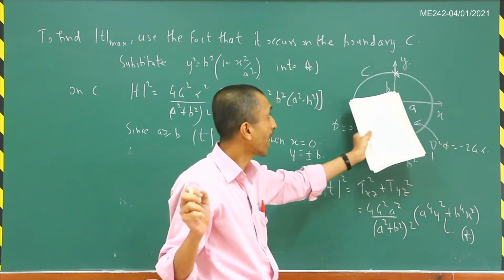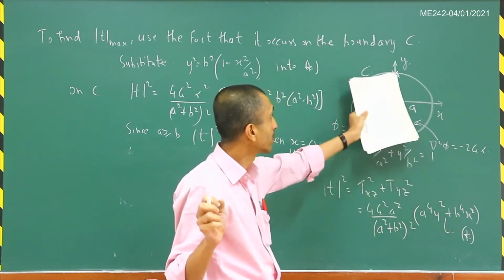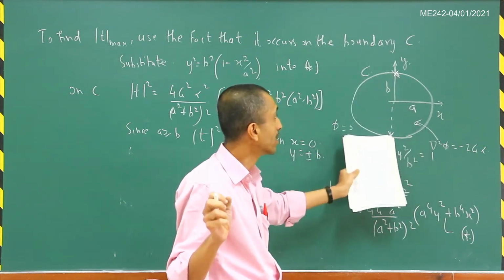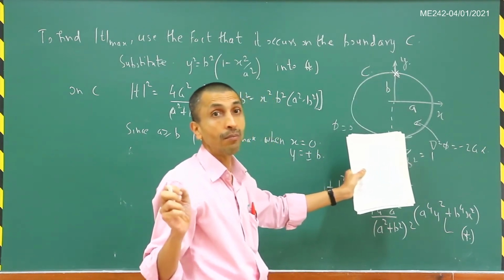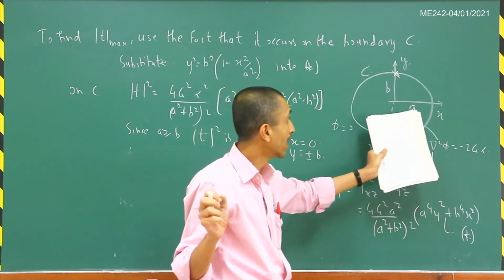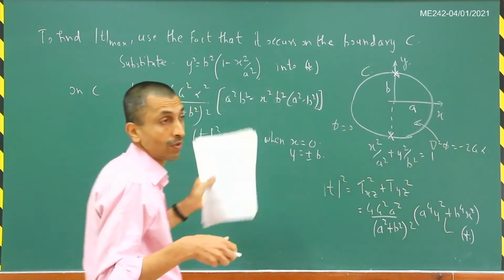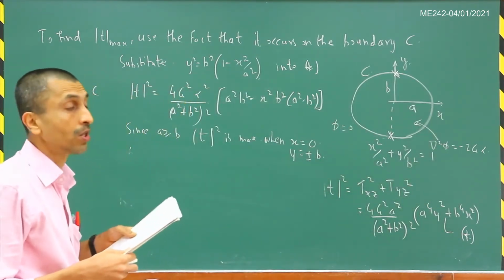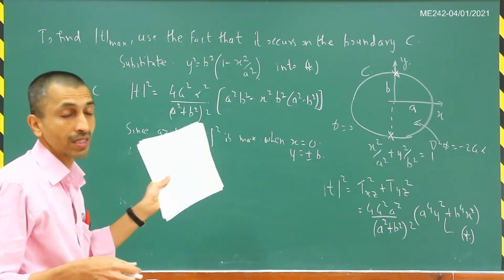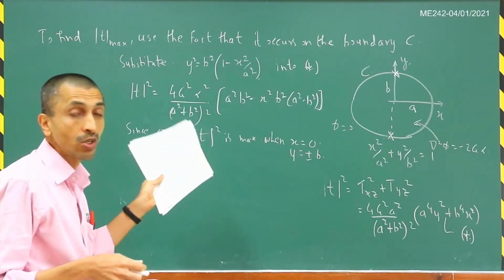But that is not what happens. So here you can see that actually the maximum shear stress occurs at the end points of the minor axis and not at the end points of the major axis, as we would expect from our intuition. So this is a very good example to show that intuition does not always work.